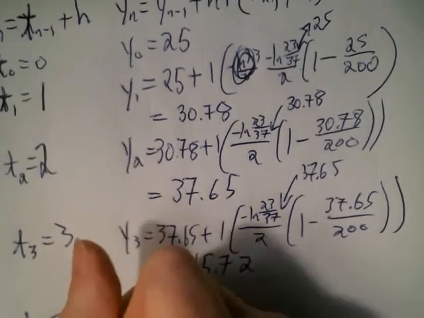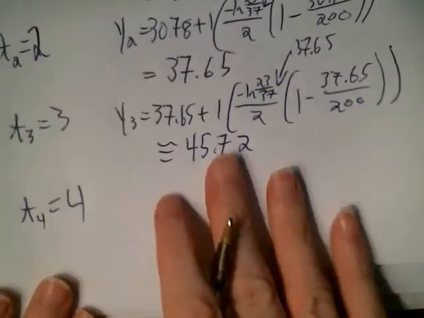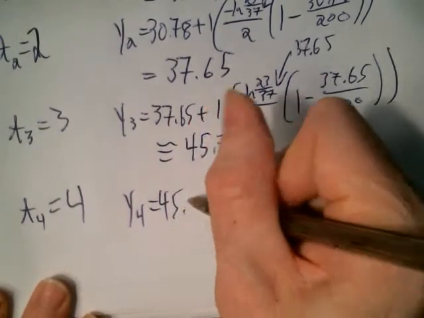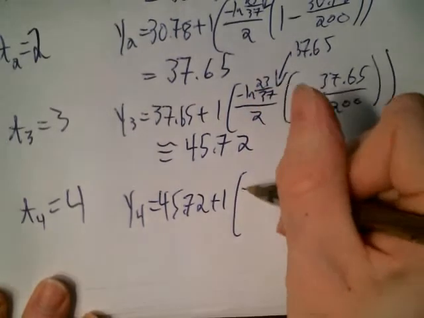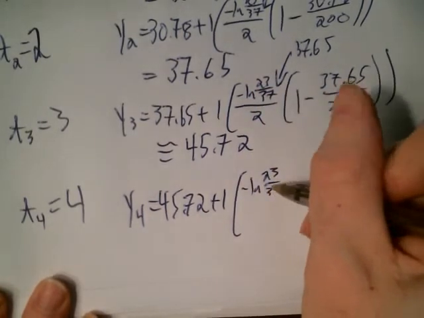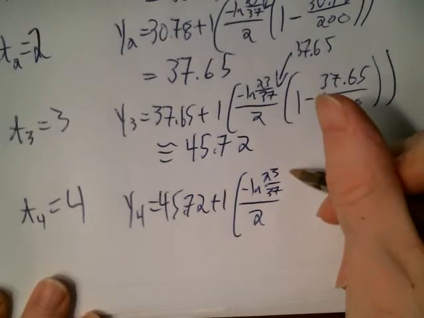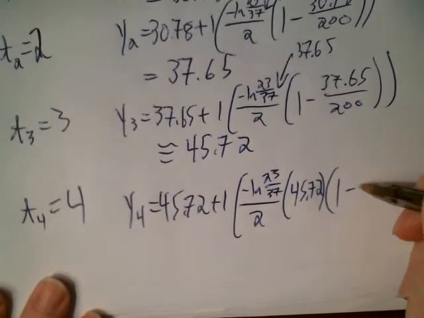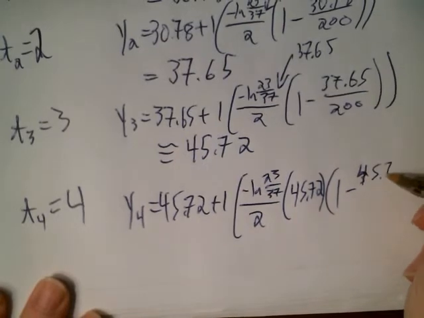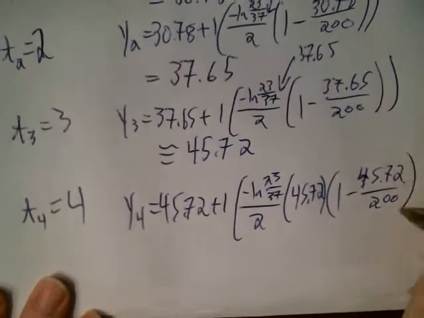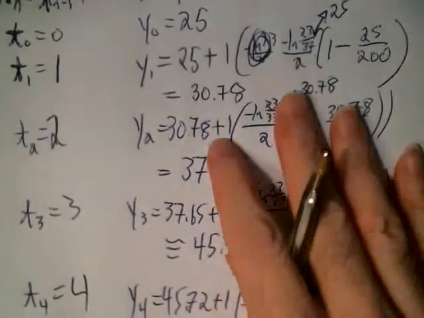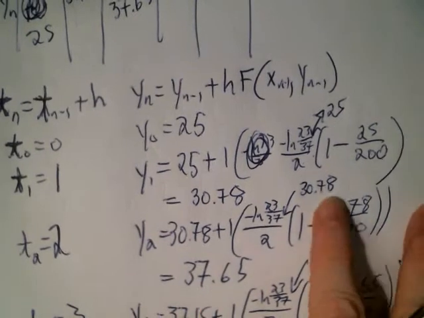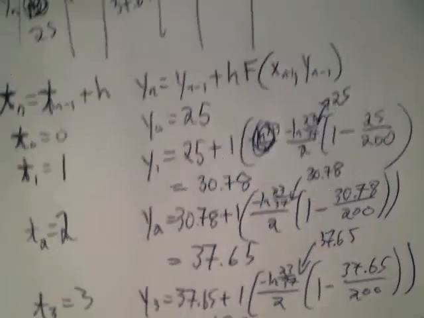Let's just do one more to make it clear what this formula is. Y sub 4 will be 45.72 plus 1 times negative ln of 23 over 37 over 2. But then you'll have to remember the y is in there as well. So 45.72 times 1 minus 45.72 all over 200. Okay, my numbers were wrong. I just had forgot to write this in. These numbers are right. Sorry. I just forgot to wedge that in there.